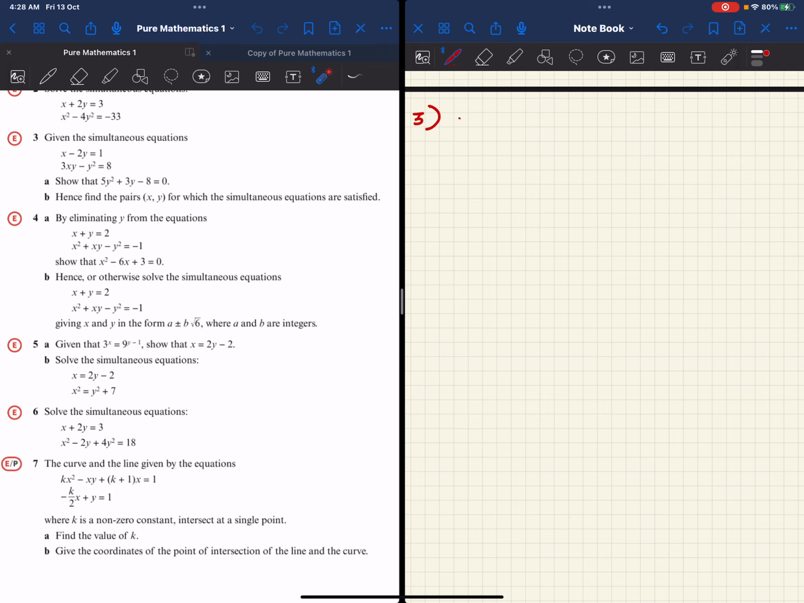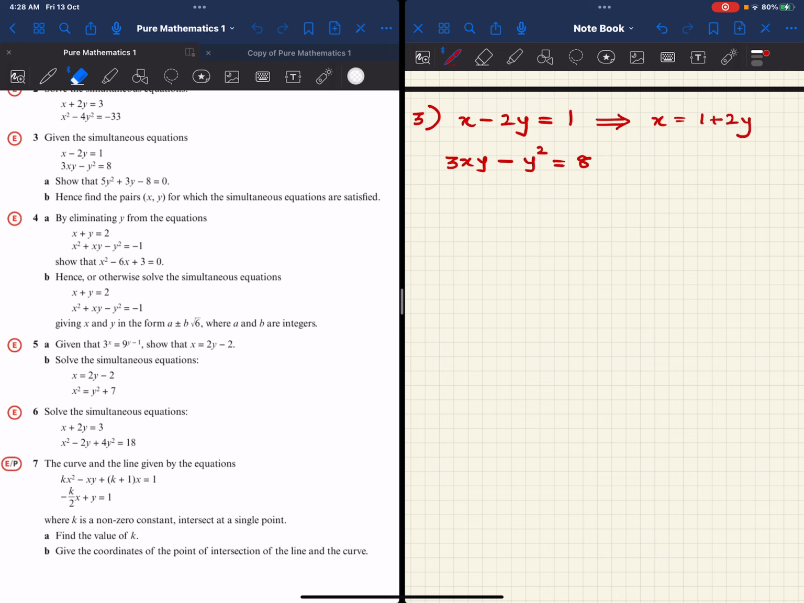We have x minus 2y is equal to 1 and 3xy minus y squared is equal to 8. So show that y squared plus 3y minus 8 is equal to 0. Now in our show that we don't have any x. That means we substitute for x and hence x is written in terms of y. So let's take our first equation and substitute for x. x is equal to 1 plus 2y.